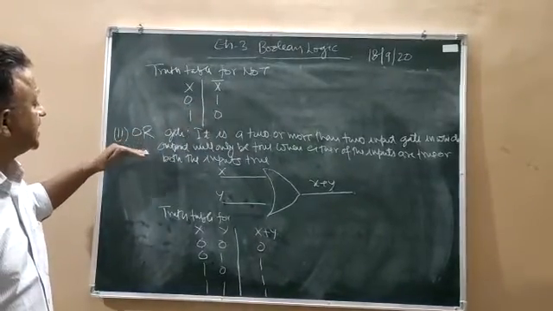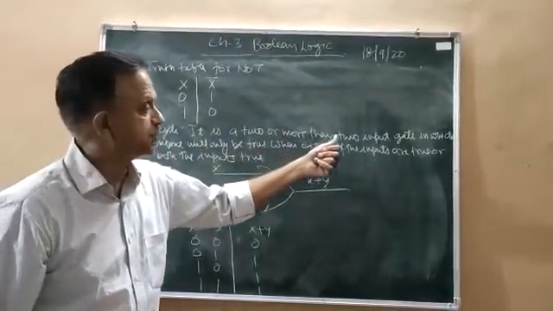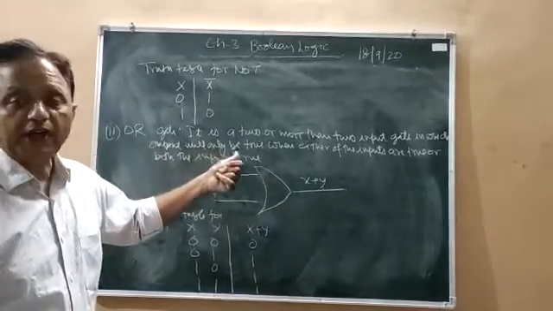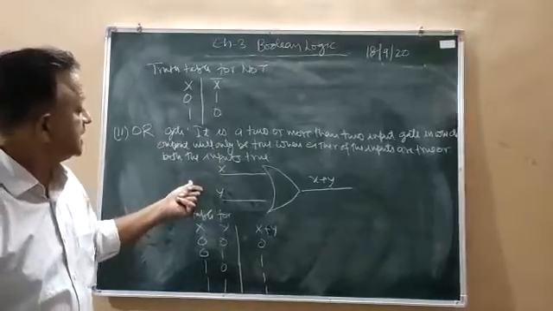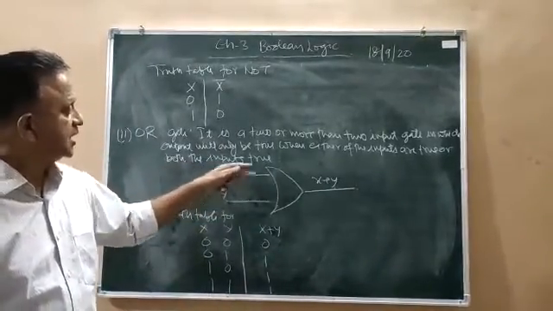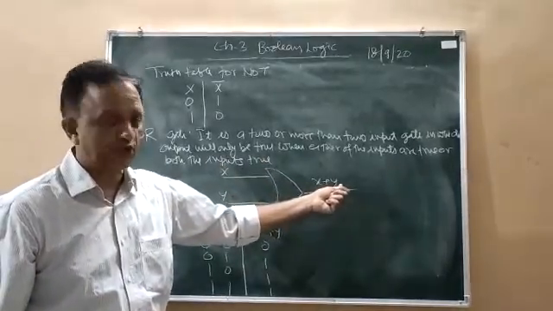Now we are taking another gate, that is OR gate. It is a 2 or more than 2 input gate in which output will only be true when either of the inputs are true or both the inputs are true. Then its symbol is, there are two inputs going, that is X and Y, and this is the symbol, and that is X plus Y is your output.